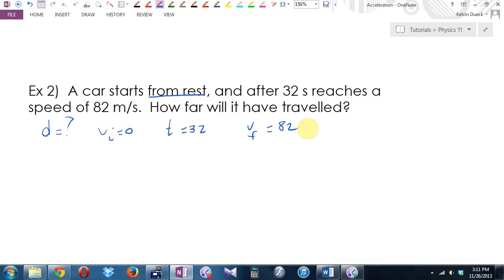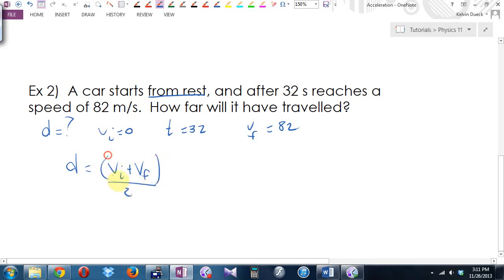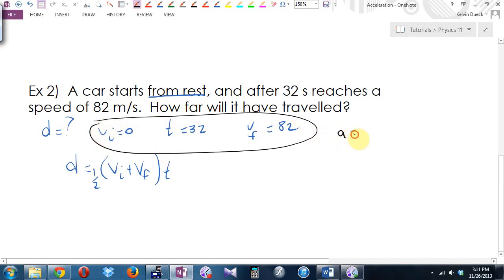Go ahead. D equals a half VI plus VF, times T. You can either think of it as over 2 or dividing by 2 is the same as multiplying by a half, doesn't matter. Then I'd say get the D by itself. Oh, conveniently I do have the D by itself. By the way, the reason we hardly ever use this equation is it's kind of redundant. Darian, I could actually use those 3 things and I could find the acceleration.